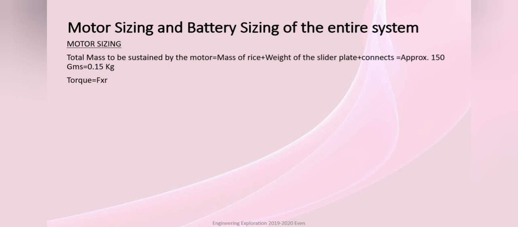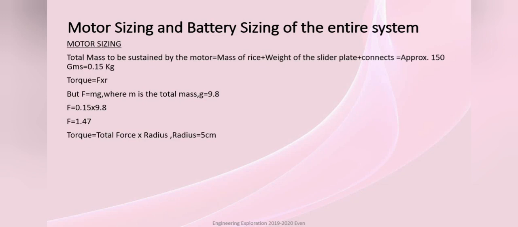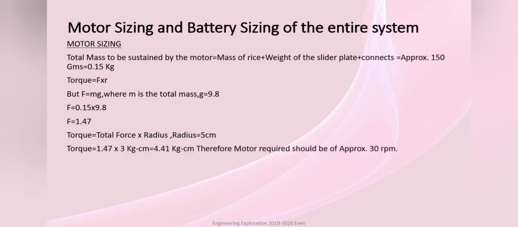We also know that torque is equal to force into radius, but here force is equal to mass into g, where m is the total mass and g is equal to 9.8. F is equal to 0.15 into 9.8, substituting the value of total mass into g. Therefore, force becomes 1.47 Newton. We know that torque is equal to total force into radius. Here, radius is equal to 5 cm. Therefore, torque becomes 4.41 kg centimeter. Since torque is equal to 4.41 kg centimeter, the motor required should be of approximately 30 rpm.